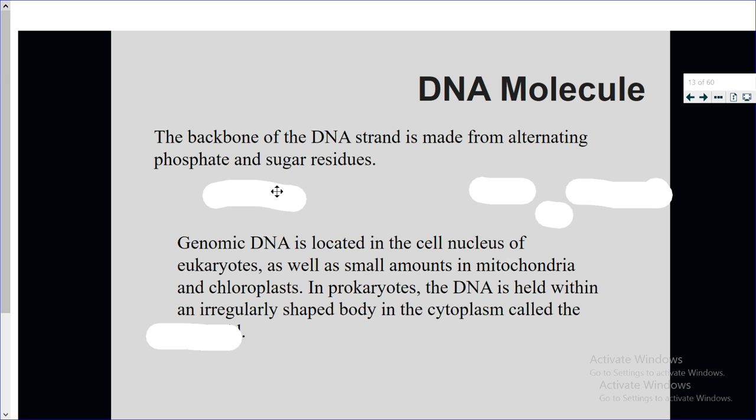Prokaryotes, what type of cells are those? Single cell. So give me an example of a single cell. Bacteria. Down in the bottom of that box, you might want to put a little star and a note there: prokaryotes, bacteria cells, because a lot of you got that wrong. When you're asked about a prokaryotic cell, we colored it and labeled it. Jenny was really good at answering this several times before. Prokaryotic DNA is held within an irregularly shaped body in the cytoplasm called a nucleoid region.